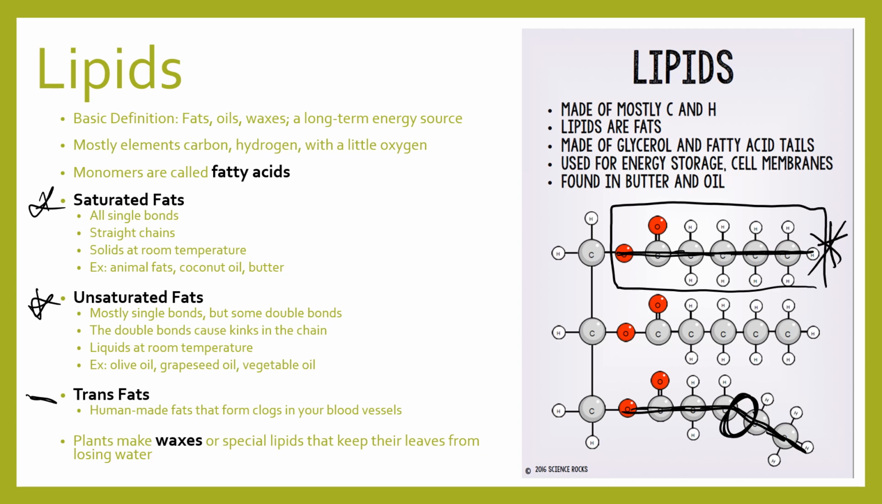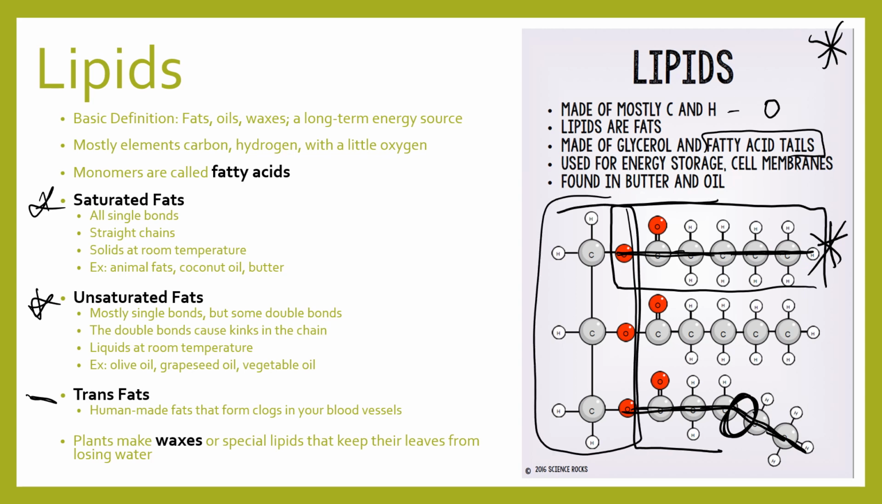Once again, make sure you know this picture for the test: it's mostly carbon and hydrogen, but it does have some oxygen. These are fats, another term for them. They're made of glycerol and fatty acid tails. These are the fatty acid tails, and this is the glycerol part. It's just part of the monomer, which is a fatty acid. It's used in energy storage and building things like cell membranes. Examples are butter and oil.